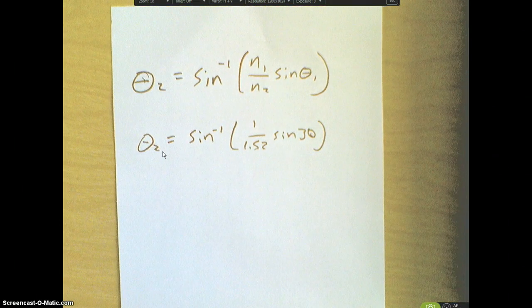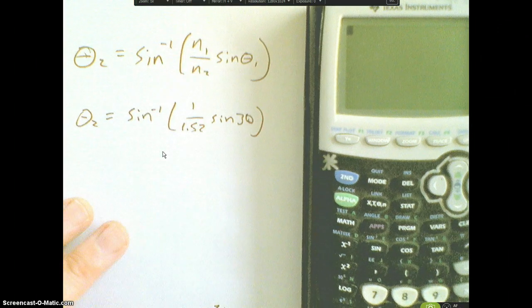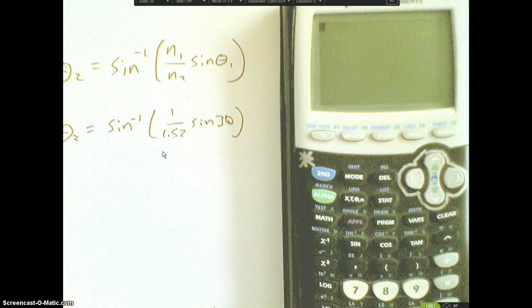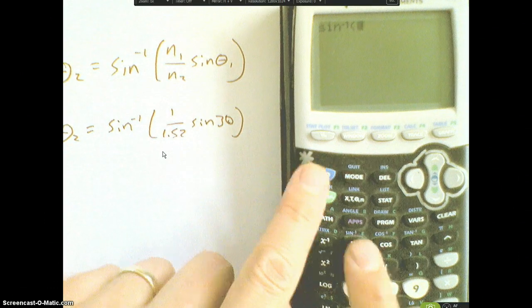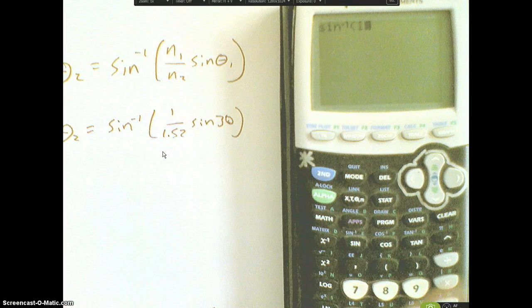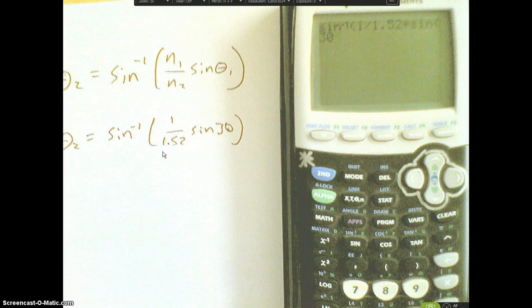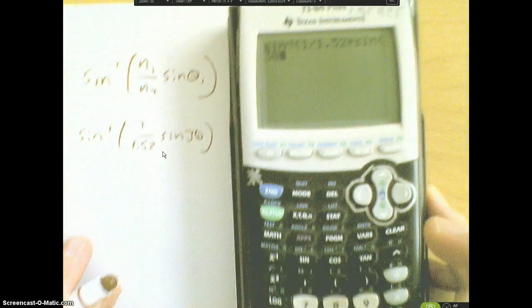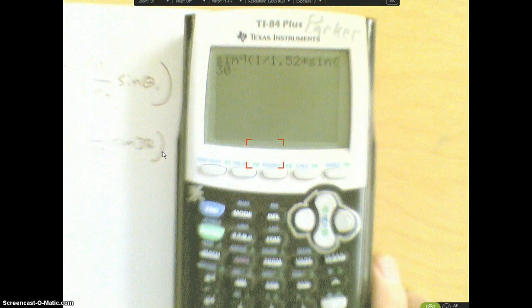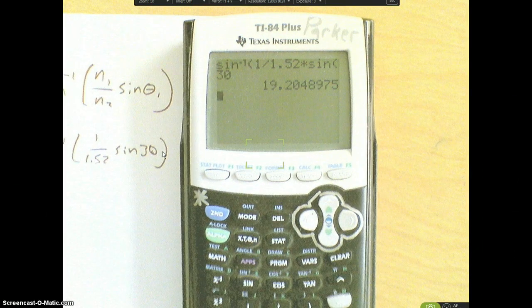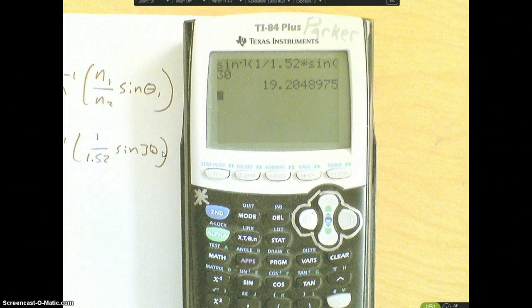We'll put it into our calculator. Second sine, 1 divided by 1.52 multiplied by the sine of 30 degrees. And that's all you have to do. You have to make sure that your calculator is in degree mode. If it's in radian mode, you will get a different answer.